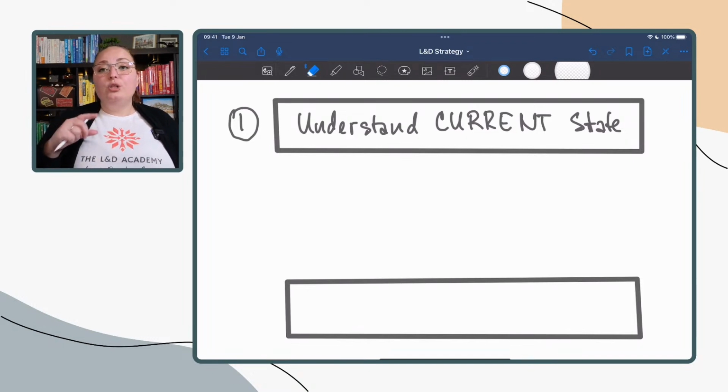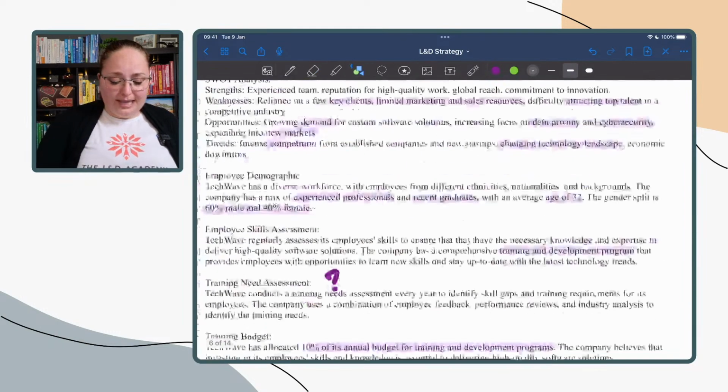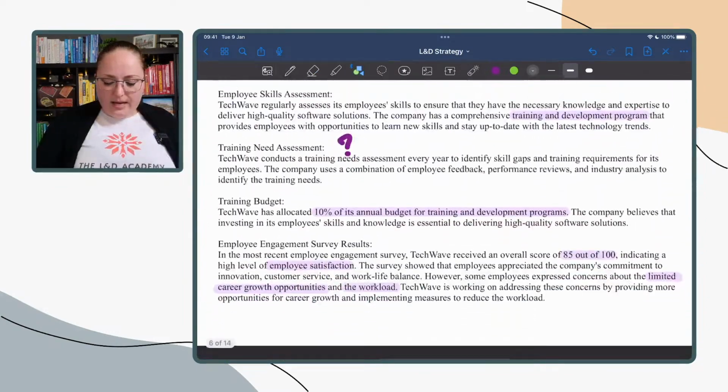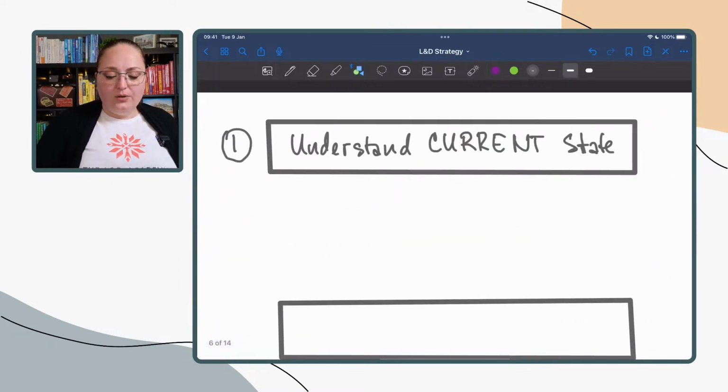One thing that I would do to understand the current situation in this case is also to do a bit of an inventory of everything that I currently offer in L&D. So when we looked at over here, it said, oh yeah, we have some career opportunities. We are providing more opportunities. I don't know what these are, so I would like to understand a little bit more.